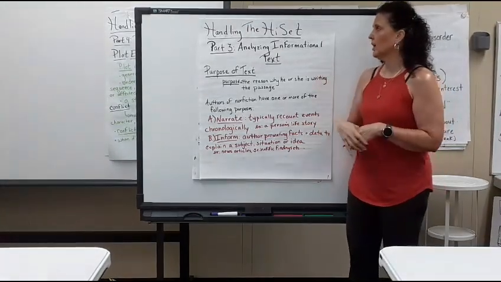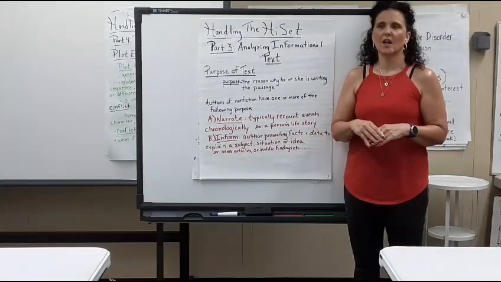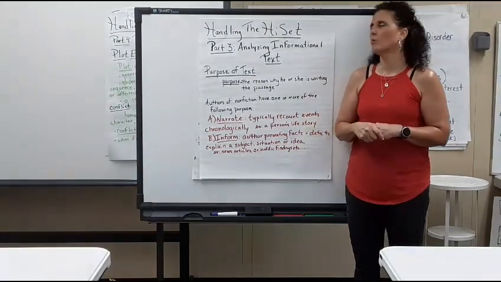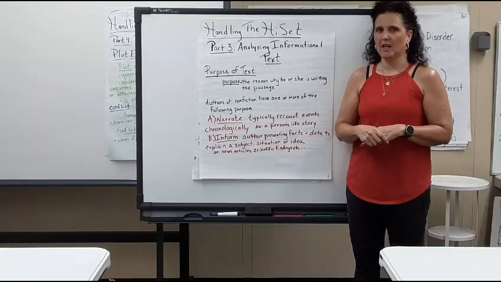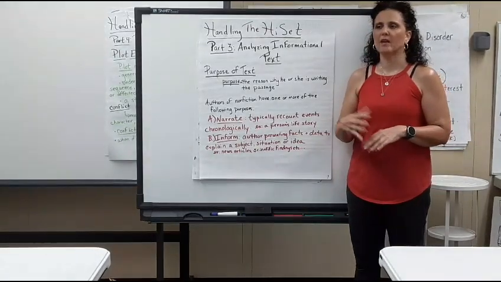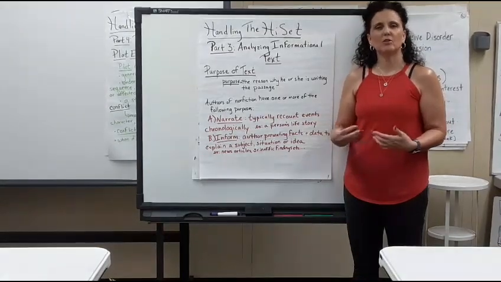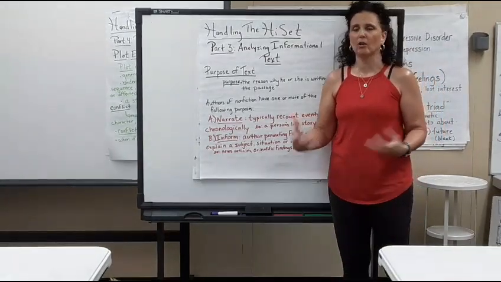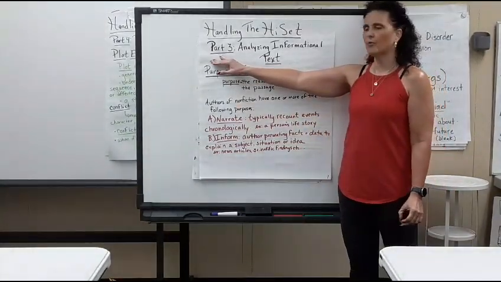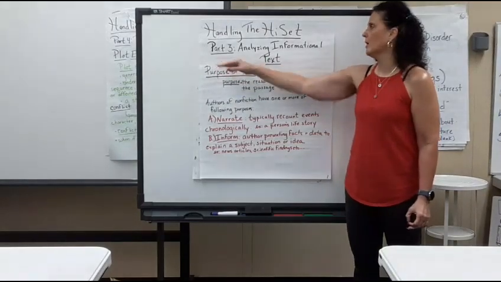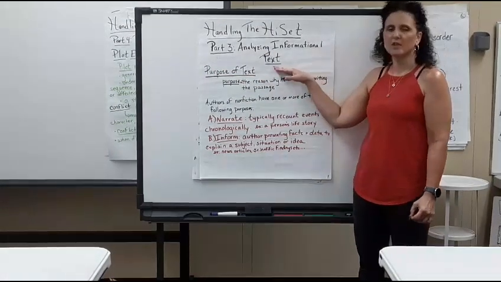We are currently doing a series on the Hiset, which is the equivalent of the GED here in West Virginia and in other states. We're going through it step by step and giving some explanations of what to do, some things you will encounter, maybe to raise your score to give you a better outlook on the test. This is part 3, and in part 3 we're going to be talking about analyzing informational text.